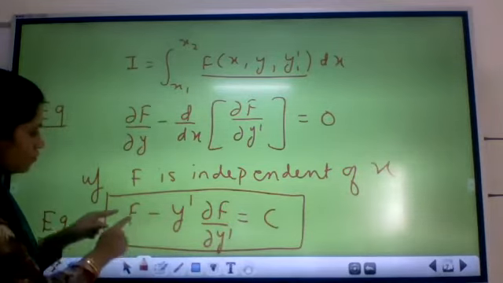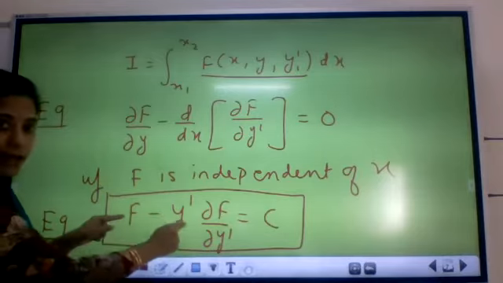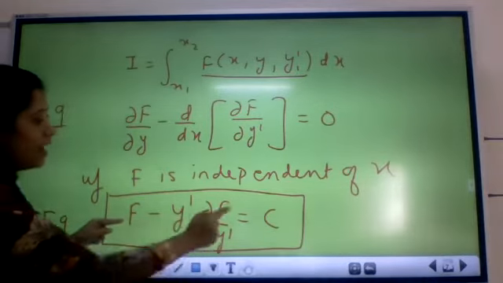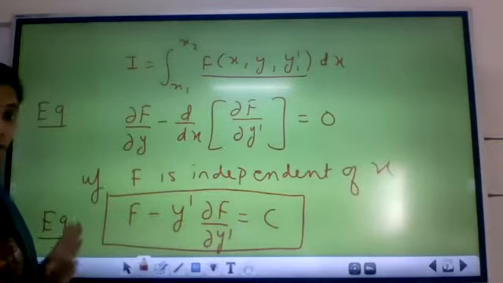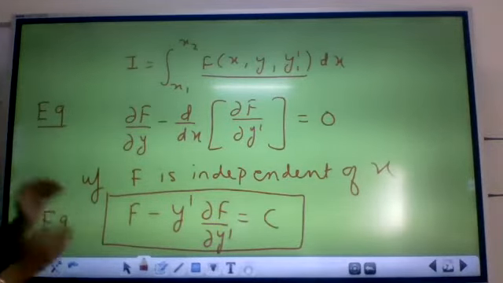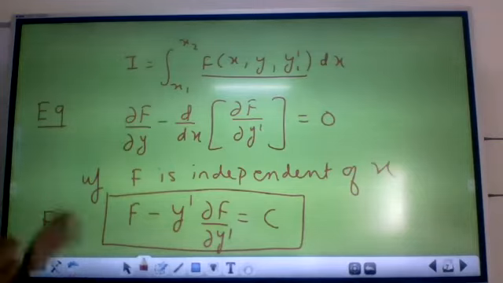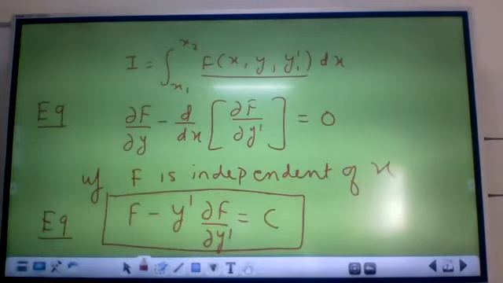So you can directly use this reduction. What you have to do is put the value of f, y dash and del f by del y dash, and equate it to a constant rather than 0. So this is the second category we are going to discuss. Let us see one question based on this. All of you please note this down and come to the question.